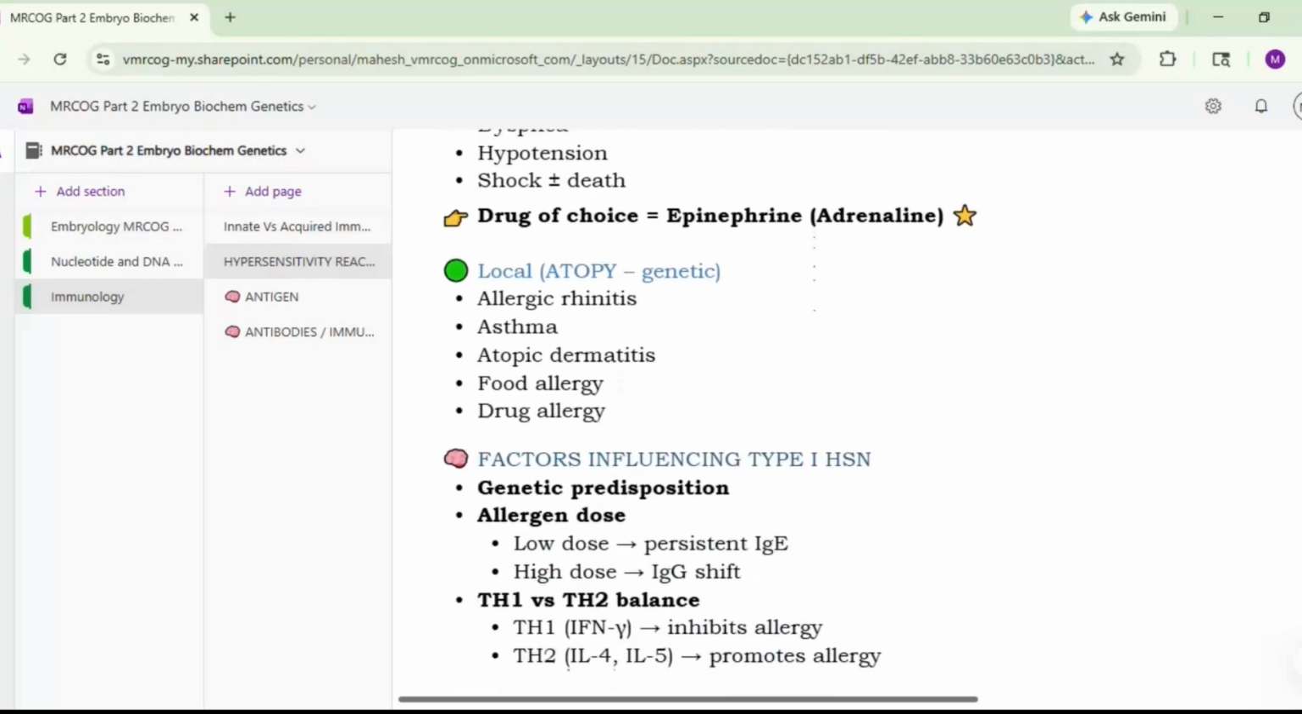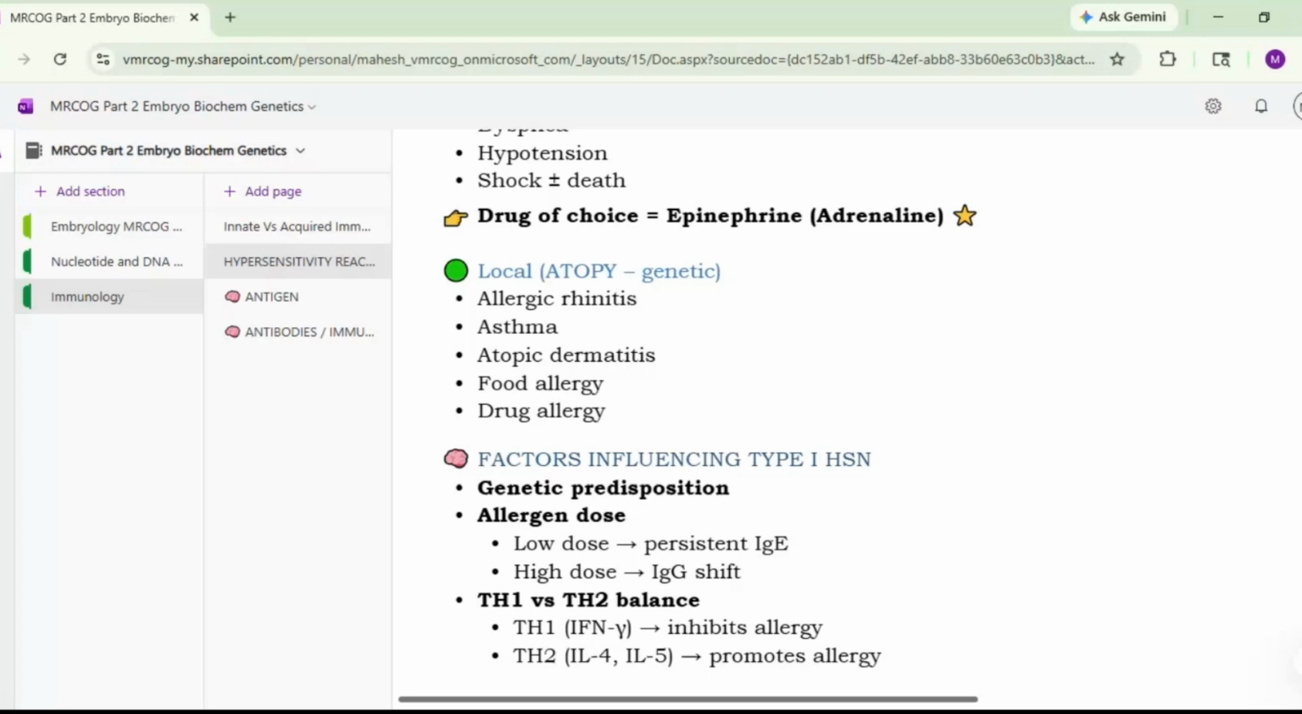Okay. So what are the factors influencing type 1 hypersensitivity? First is genetic predisposition. Second is the dose of the allergen. If there is a low dose of the allergen, there will be persistence of the IgE. If there is a high dose, it will lead to the IgG shift. So IgE will get shifted to IgG.